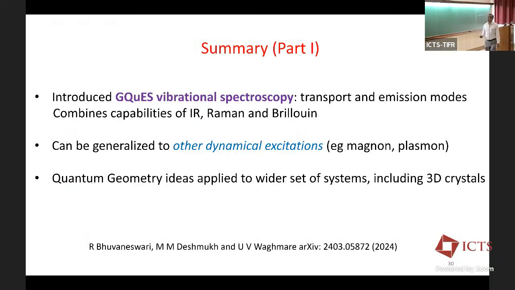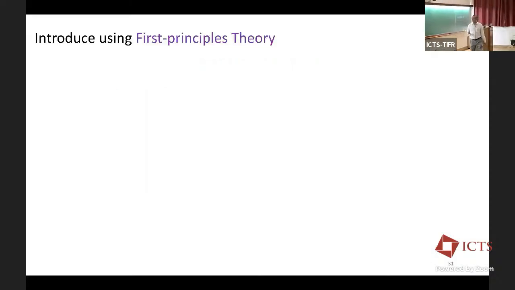Okay, to summarize, I introduced the spectroscopy which can operate in transport and emission modes. It combines the capabilities of these spectroscopies. It can be generalized to other excitations, and it can also be applied to a wider set of systems than we believe quantum geometry is relevant in, including 3D systems. Okay, so let me now go to the second topic.